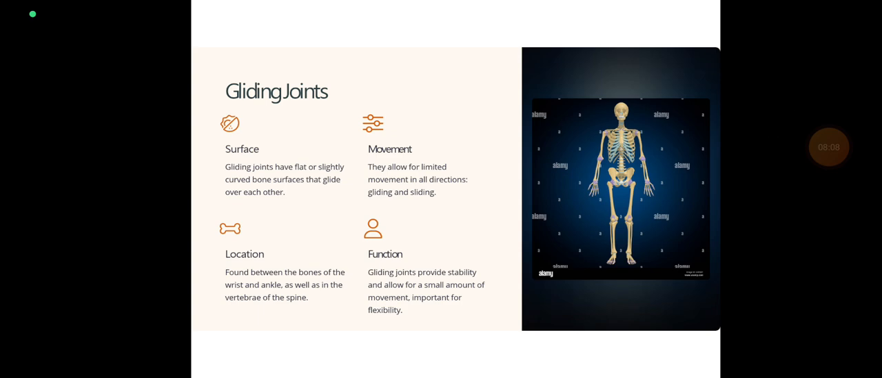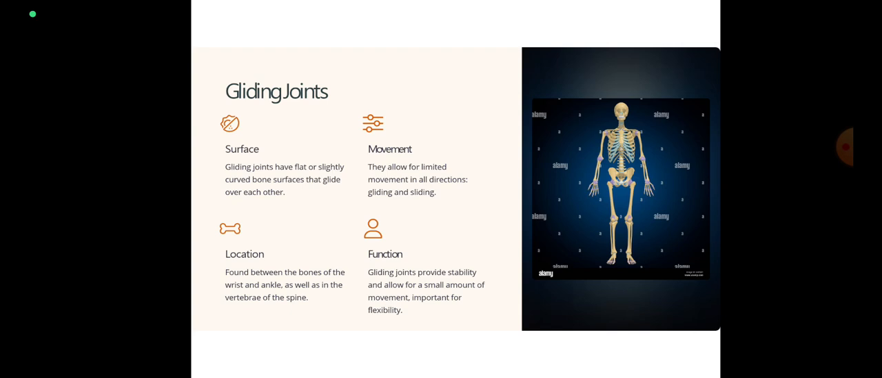That was the classification of joints based on structure. Now we discuss the classification of joints on the basis of function. On the basis of function, joints can be classified into three categories: synarthrosis, amphiarthrosis and diarthrosis. What is synarthrosis? Synarthrosis is an immovable joint. They are generally fibrous joints. Example: the sutures of the skull.